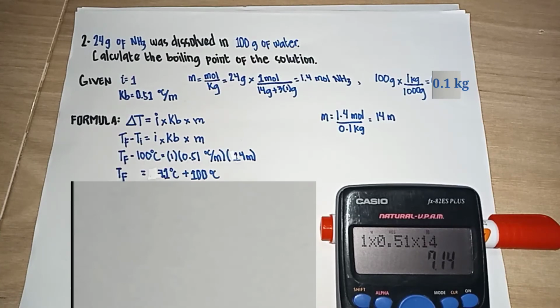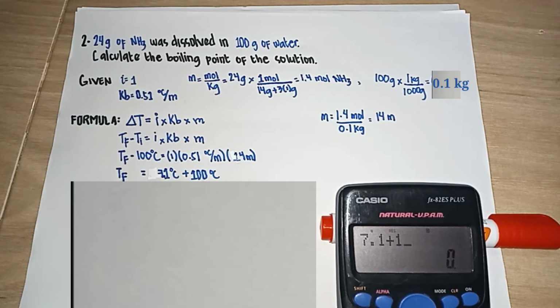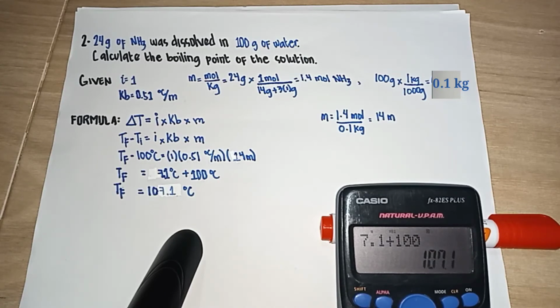So since na-transpose na yung 100 degrees Celsius natin, yung initial temperature, makakansel yung mga units natin. So ang matitira lang is degrees Celsius. So 7.1 degrees Celsius plus 100 degrees Celsius is equal to 107.1 degrees Celsius. So that is our final answer.